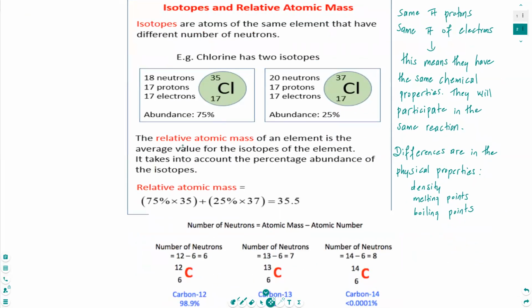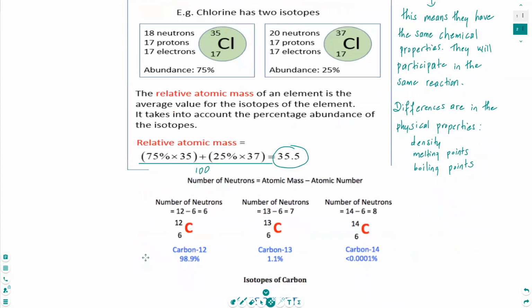So here you can see the relative atomic mass for chlorine ends up being 35.55 because they did what we did. They multiplied each isotope by the abundance and they divided it by 100. So they added it together and then they divided it by 100. And that is how they came by this number 35.55, which is the average mass of a chlorine atom.